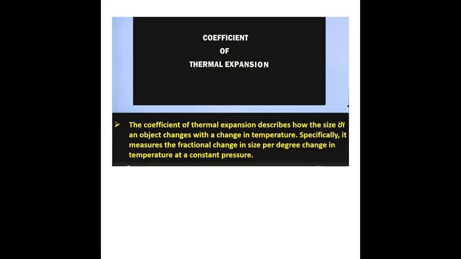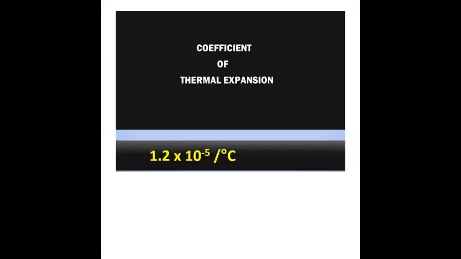Then now, the coefficient of thermal expansion. The coefficient of thermal expansion describes how the size of an object changes with a change in temperature. Specifically, it measures the fractional change in size per degree change in temperature at constant pressure. The coefficient of thermal expansion of steel is 1.2 times 10 to the power of minus 5 per degree Celsius.